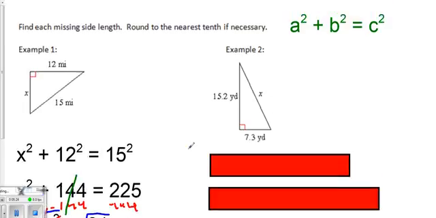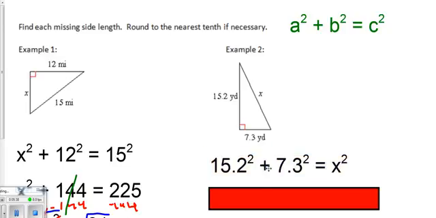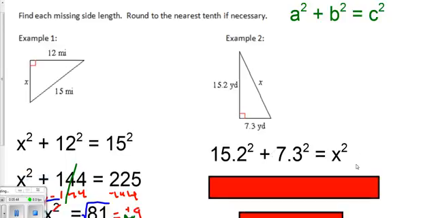So let's look at another example. We've got another right triangle. We know the two legs, 15.2 yards and 7.3 yards. We don't know the hypotenuse, the longest length there. That is our x value. So when we plug everything into the Pythagorean theorem, it's now 15.2 squared plus 7.3 squared equals x squared.